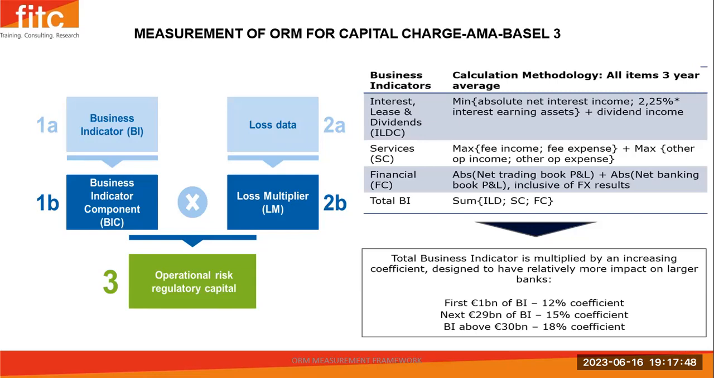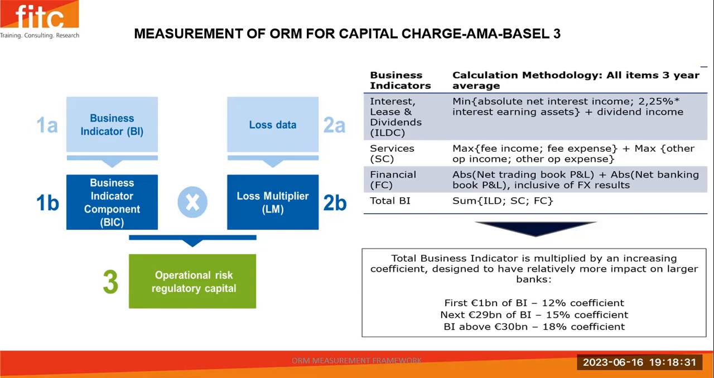So the challenge, therefore, is that if you are to calculate the capital charge for operational risk, you need to calculate the business indicator component and also determine the loss multiplier. Then you multiply both, and you get the capital charge for operational risk. Very quickly, for the business indicator approach, the business lines here this time are not those 8 business lines. The business lines here are now ILD, SC, and FC. ILD stands for interest, lease, and dividends component, SC stands for services component, and FC stands for the financial component.